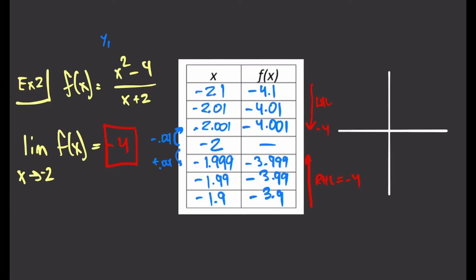The chart is not the answer to the question. The left-hand limit's not the answer. The right-hand limit's not the answer. The limit is the answer, and in this case, it's going to be -4.